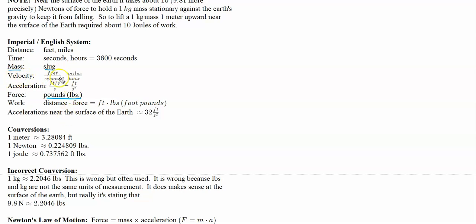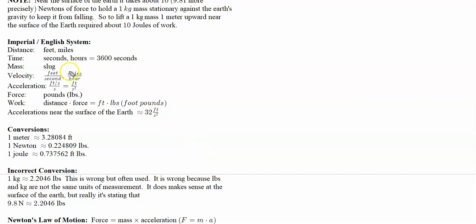Velocity is feet per second normally, or miles per hour oftentimes. Acceleration is feet per second squared. Work is distance times force, and that has units of feet times pounds, or foot-pounds. And acceleration near the surface of the Earth is 32 feet per second squared downward.